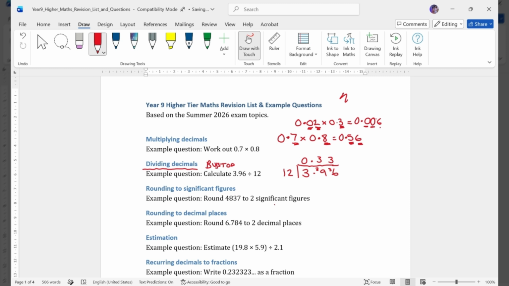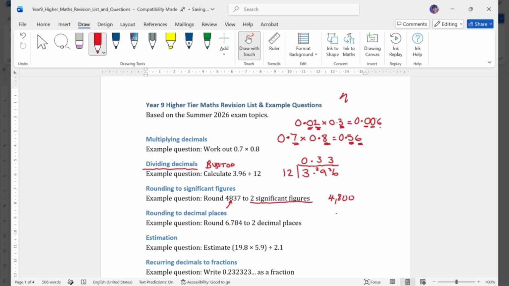Rounded to significant figures. So the second significant figure, chaps, is the second digit. In this case, the second digit is in the hundreds column. So I'm rounding to the nearest 100. So we've got the number 4,837, or to the nearest 100, 4,800.